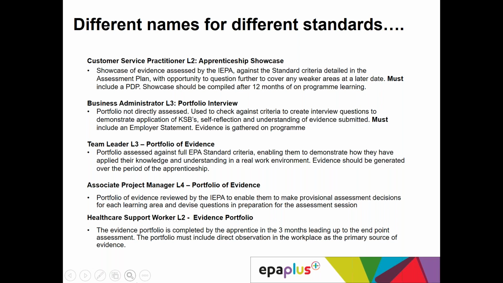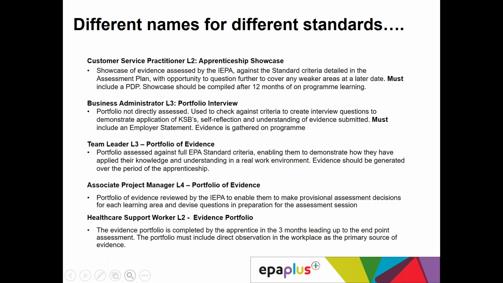So it needs to include a PDP, and with regard to the showcase timescales, the evidence from the previous 12 months of learning can be used, but it just needs to be revisited. It could be about a process that was spoken about or assessed right at the beginning of the apprenticeship, and just before it comes through to us, it should be revisited to see if that process is still valid, see if it's changed in any way, and just bring that evidence up to date.